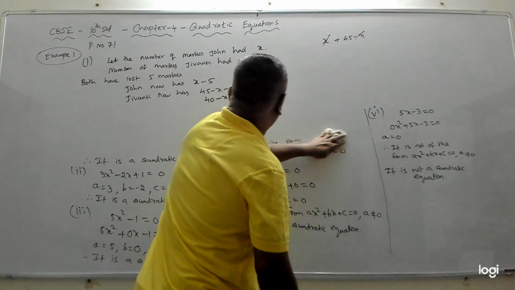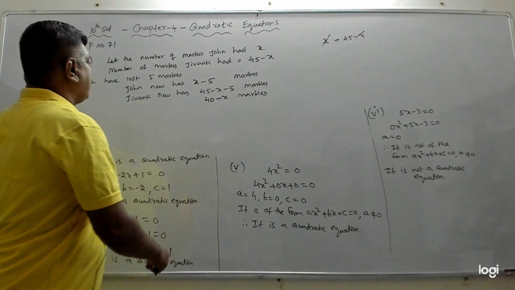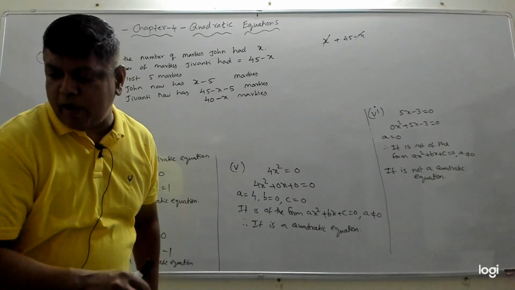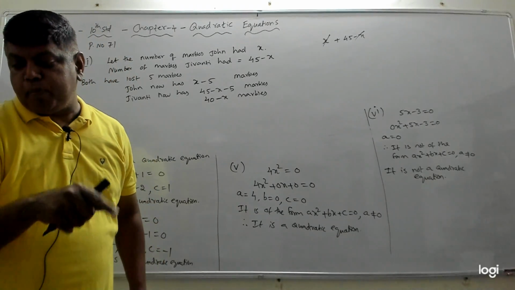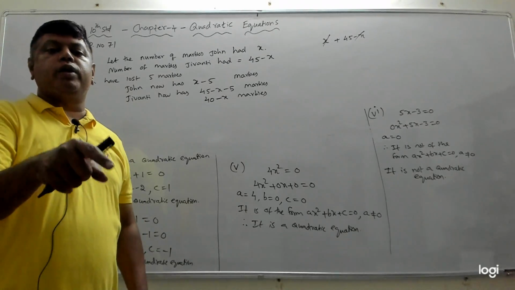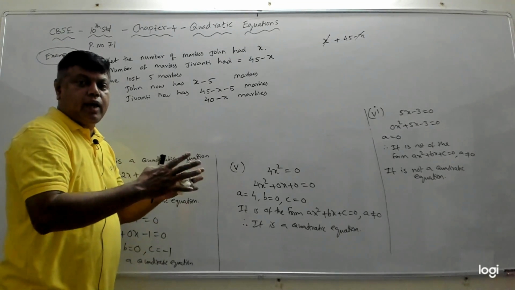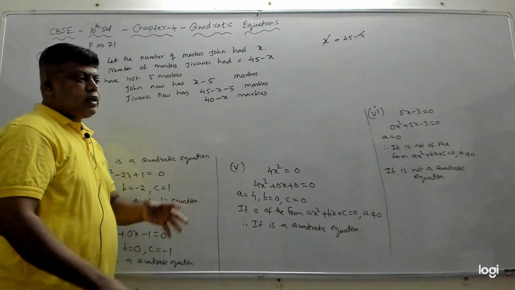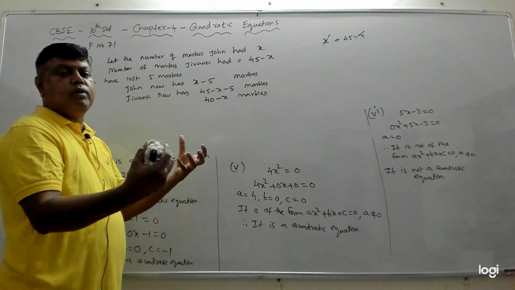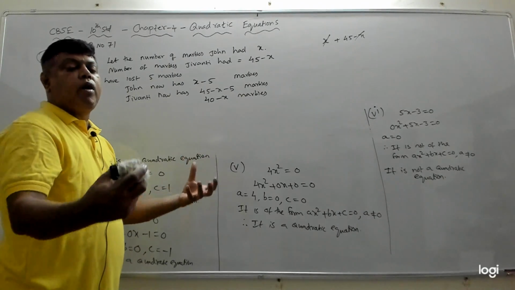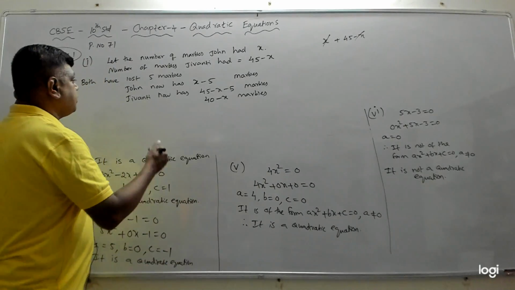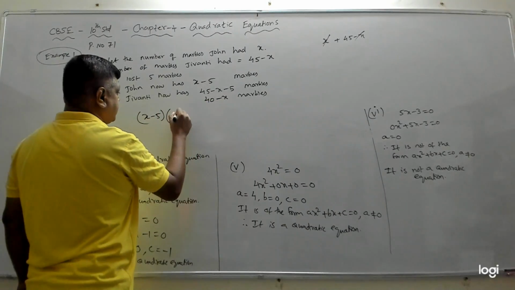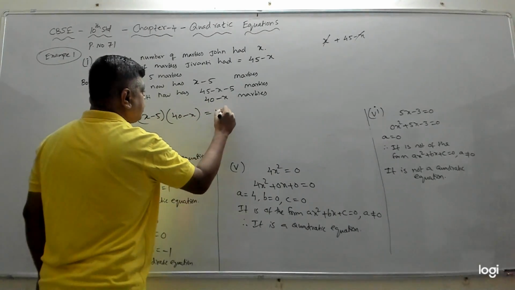Now let's go and read the question again. The question says both of them have lost 5 marbles each and the product of the number of marbles they have now is 124. Product means we have to multiply the number of marbles. So we take the number of marbles John has, multiply that with the number of marbles Jivanti has, and that product should be equal to 124. So we take x minus 5, multiply that with 40 minus x, and that is equal to 124. This is what is given in the question.